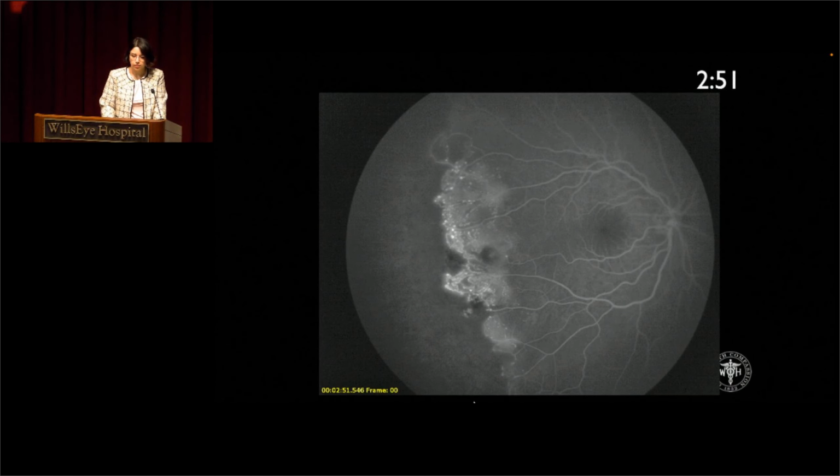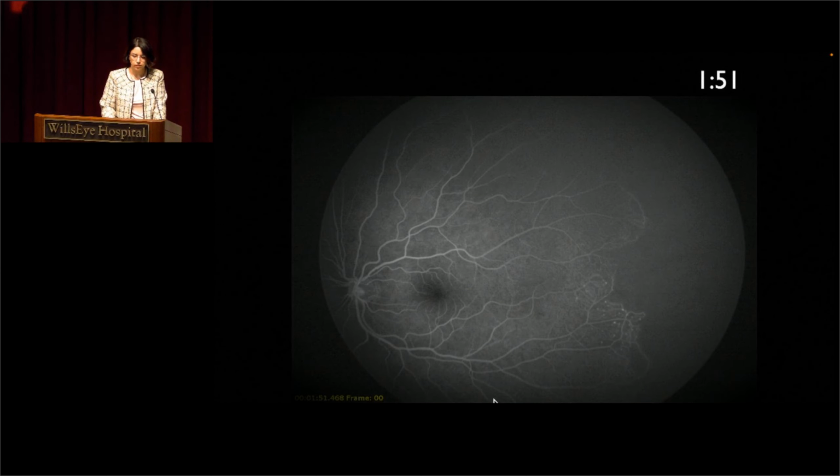And this is the latest frame that we have, so 2 minutes, 51 seconds. There's a little bit of microvascular leakage we can see here. Otherwise, no macular leakage, no changes to the disc. And as Dr. Shahlai alluded to, not much in terms of dragging.